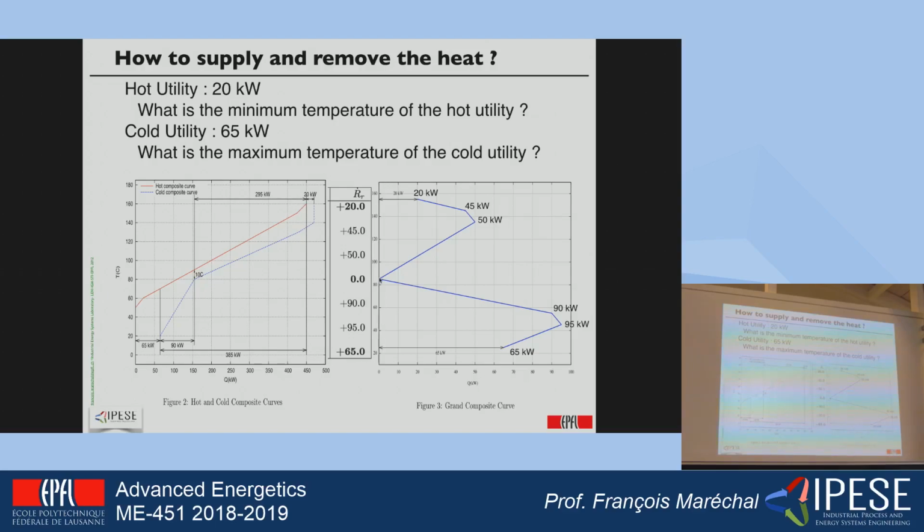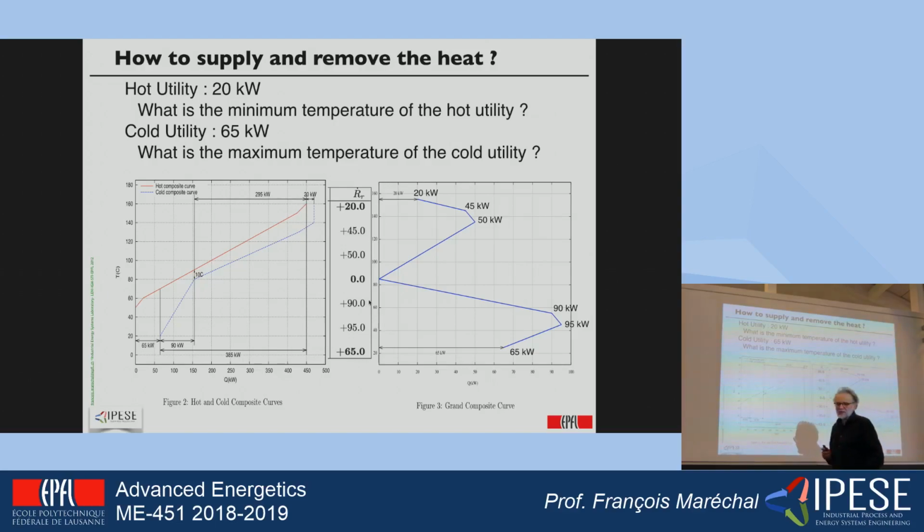The same for what is happening below. So below, I know that I need 65 kilowatt of a cold utility, and I would like to know what is the maximum temperature at which I have to cool down those streams. And what I can see is that I have here the same operation. So I have from here to here enough heat to preheat the streams with the heat that is available in the hot streams. Which means that if I have to cool the system, I will reach this temperature here, and this will be the temperature at which I can cool the system.